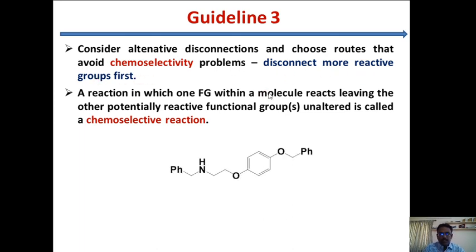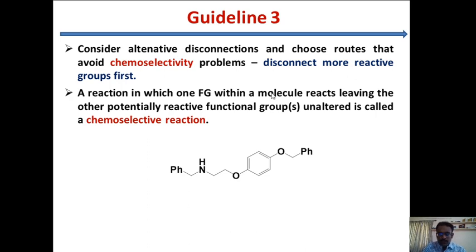Suppose you take this example, so listen carefully. This is one example where you will apply all three guidelines, and you will come to know how the disconnection gives the solution for the forward synthesis, how to carry it out, and where to start. Already we have seen that using retrosynthetic analysis, if you are given a target molecule, you can arrive at the right starting material. That's what you are going to do for this molecule.